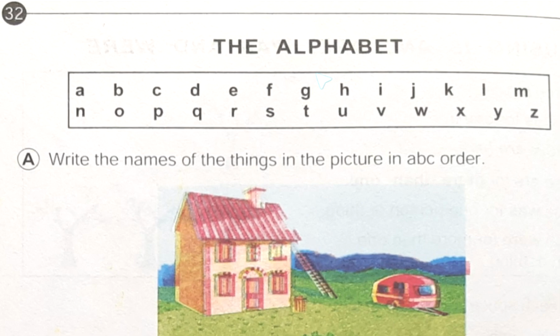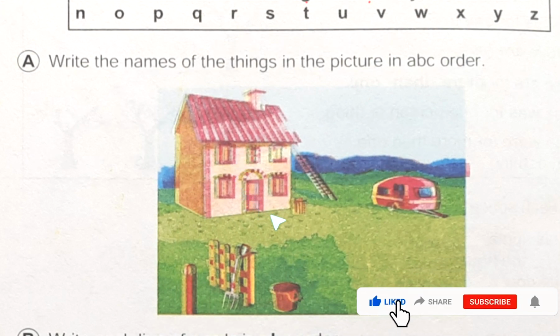Now I'm going to discuss Junior English Book 1, page number 32, and today's topic is the alphabet. We know the alphabets. Here it's written A, B, C, D, E, F, G, H, I, J, K, L, M, N, O, P, Q, R, S, T, U, V, W, X, and Y, Z or Z. Here, by using this alphabet, we will write the name of these pictures. Means what is given in this picture, we will write their name.